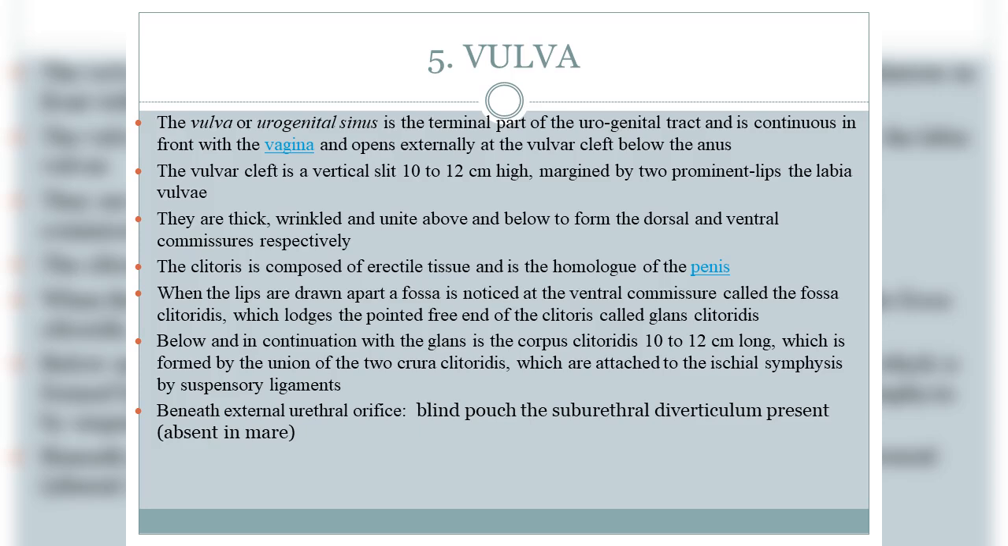The vulva, or urogenital sinus, is the terminal part of the urogenital tract and opens externally at the vulvar cleft below the anus. The vulvar cleft is a vertical slit 10 to 12 centimeters long, bounded by the labia vulvae. The clitoris is composed of erectile tissue and is homologous to the penis. When the lips are drawn apart, a fossa is noted at the ventral commissure called the fossa clitoridis, which lodges the pointed free end of the clitoris called glans clitoridis. The clitoris, along with the glans, is 10 to 12 centimeters long and is supported by suspensory ligaments. Beneath the external urethral orifice, there is a blind pouch called the suburethral diverticulum, which is absent in mares.